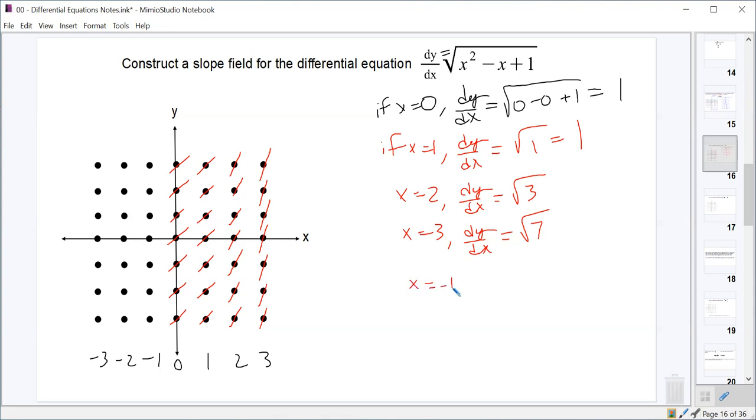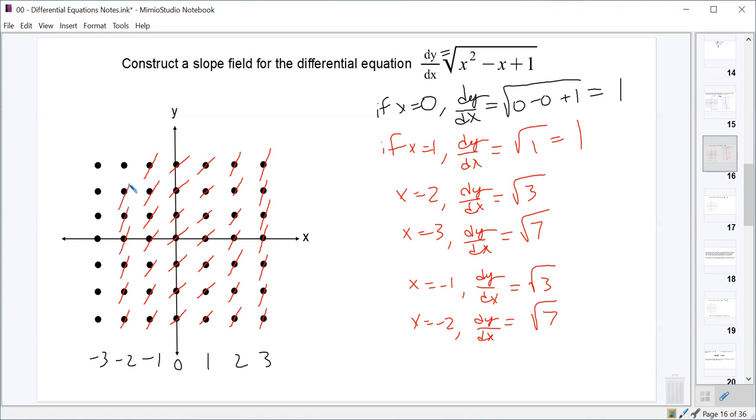Let's take a look at x equals -1. dy/dx is going to be -1 squared is 1, and then minus -1 is 2, and then another one is 3, so square root of 3. So this is going to get just a bit steeper again. A little steeper than 1, but less than 2. And we'll move out to -2. If we plug that in, that looks like that's going to be a square root of 7. So a little bit steeper again.